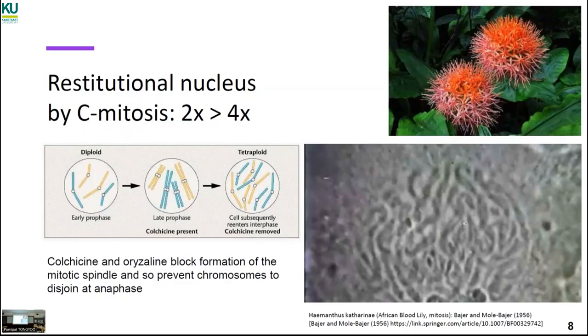So you get the normal prophase, as always, with very big chromosomes. Normally, what should now happen is that the chromatids separate and go to the poles, but that does not happen because colchicine disturbs the formation of a spindle. And what happens is that the chromosomes, actually the chromatids, remain together.